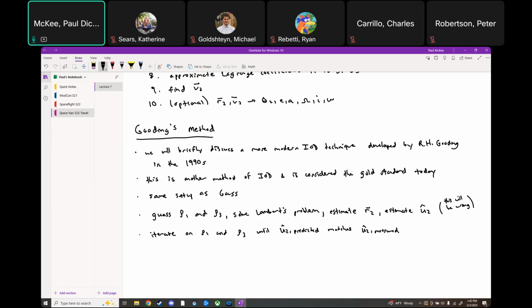So those of you that have taken design optimization or something similar, you should be able to see that this is an optimization problem with two inputs, rho 1 and rho 3, and then, you know, all the other physics that's involved. But those are the unknowns. That would be like your design vector. And then the cost function would just be the angle between your predicted and your measured U2 line of sight directions.